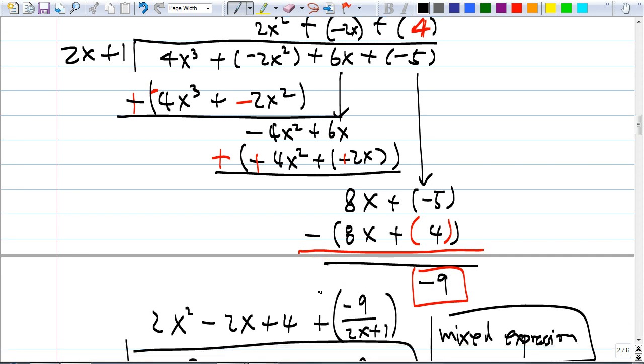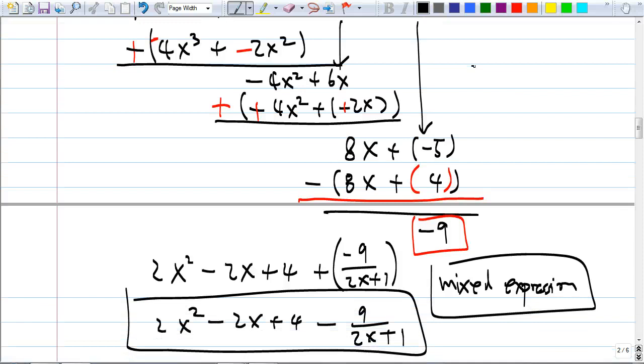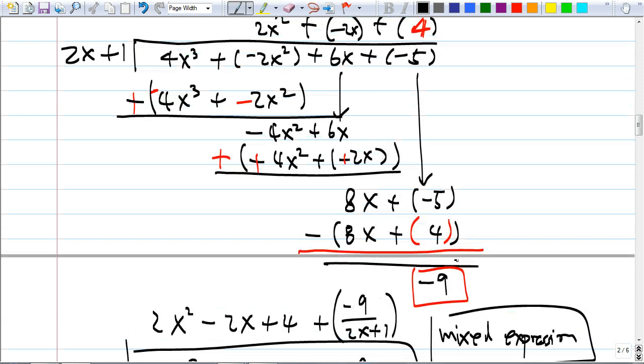Is it possible to get mixed expressions? Yes. This means 2x plus 1 does not go into this polynomial evenly. In other words, there's going to be some remainder here. Is it okay if I write minus 9 over 2x plus 1? Plus negative 9 is the same as minus 9 over. So either way is fine. You get a mixed expression. Does this make sense? If you get a remainder, that means the polynomial in the numerator does not have a factor of 2x plus 1.